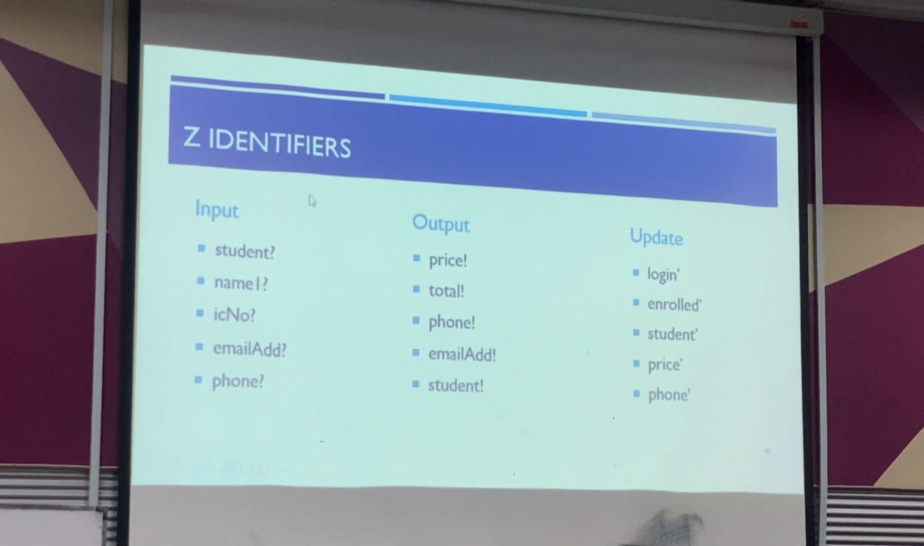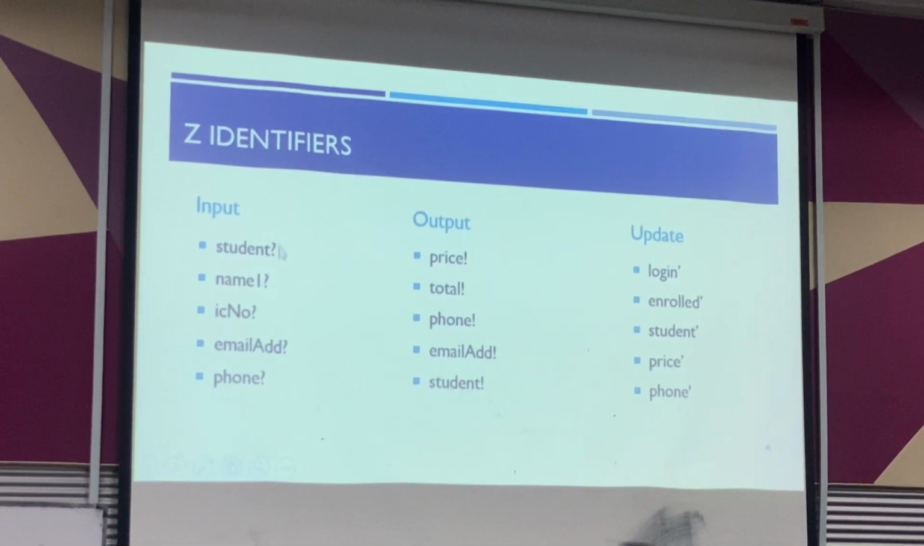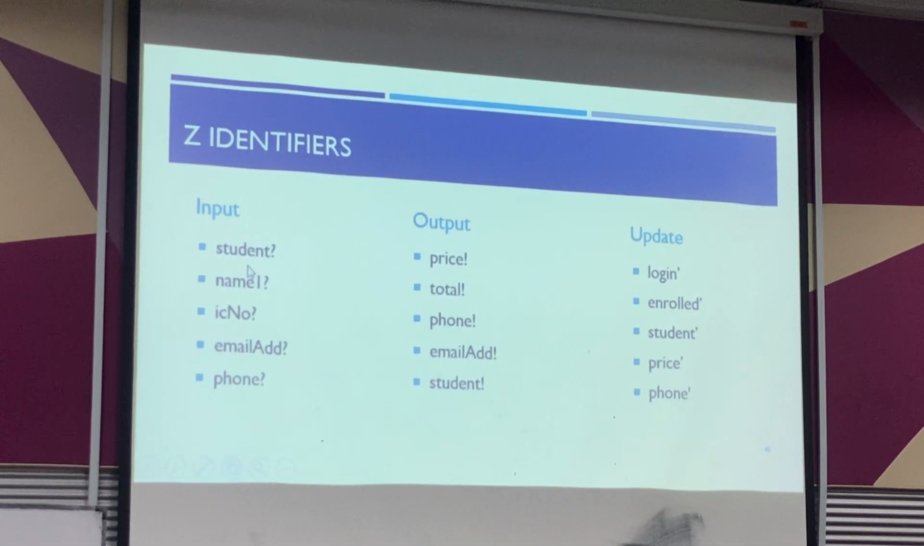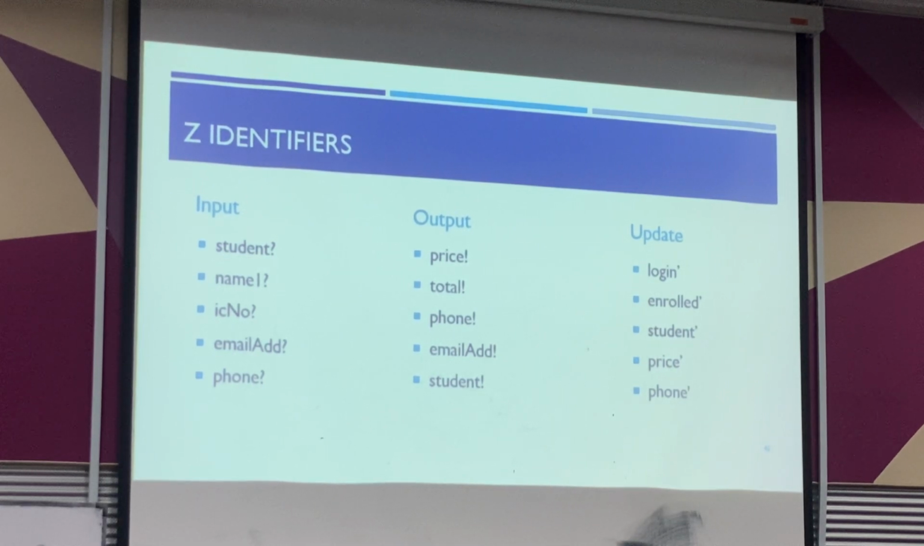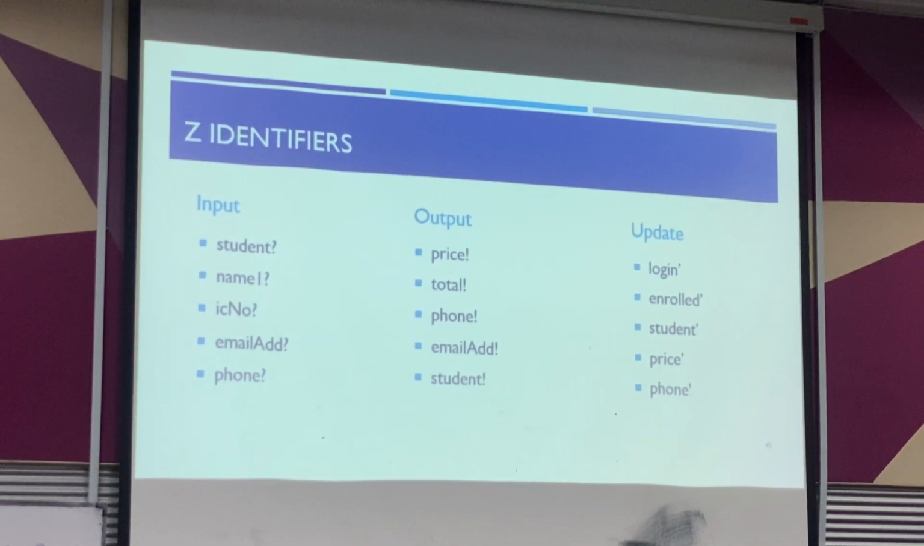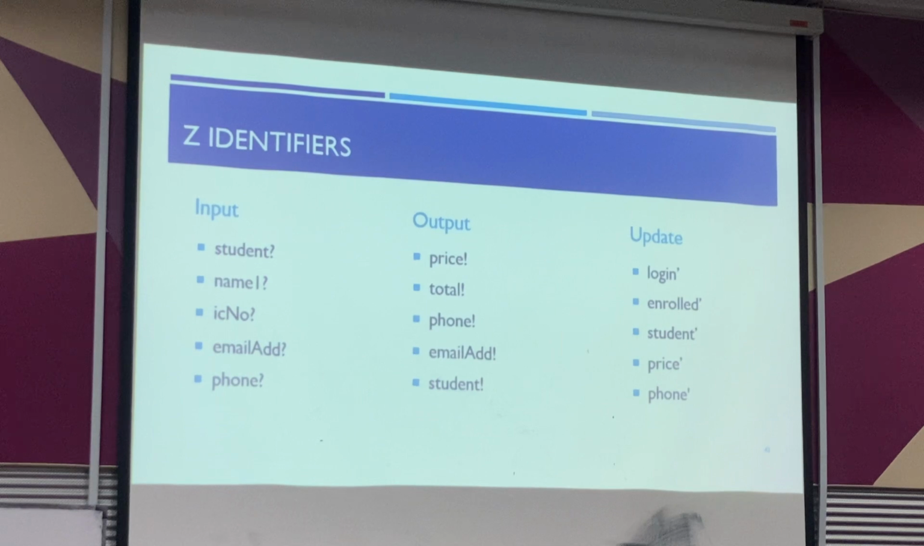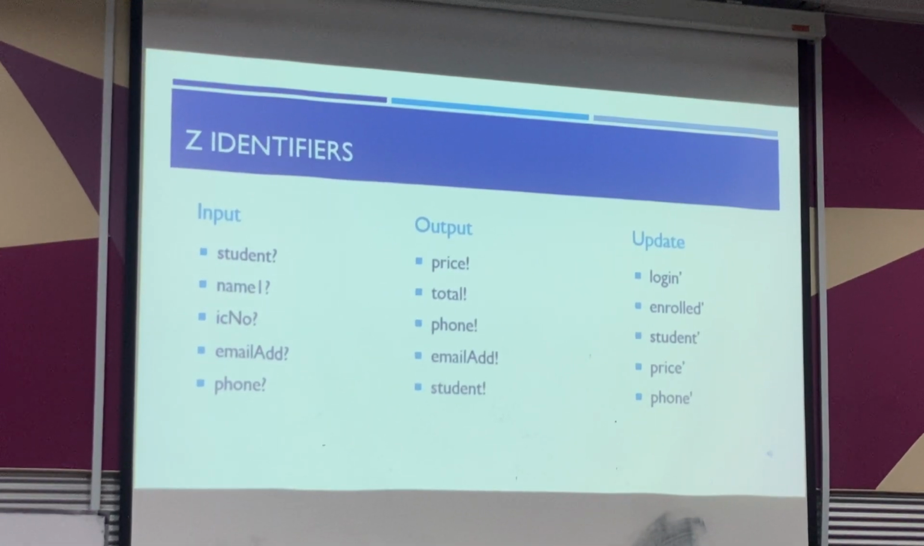You just know there is no space. When you have student question mark, I know that this variable is an input variable. You can have student question mark and student exclamation mark inside the same place, because the question mark means input and the exclamation mark means output. So I can have student question mark, student exclamation mark, student prime together inside my system. It doesn't matter because the symbols show differently. You can use the same variable name there, no problem, just don't get confused.